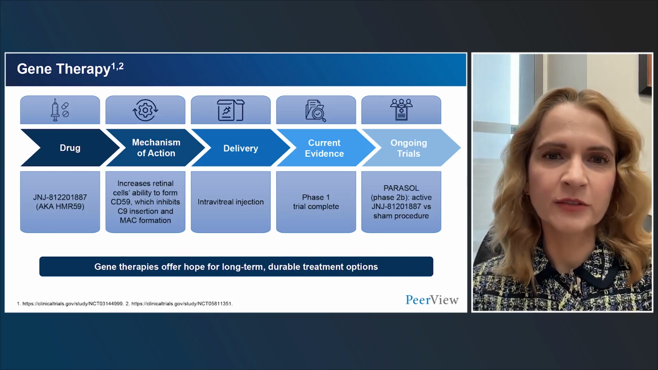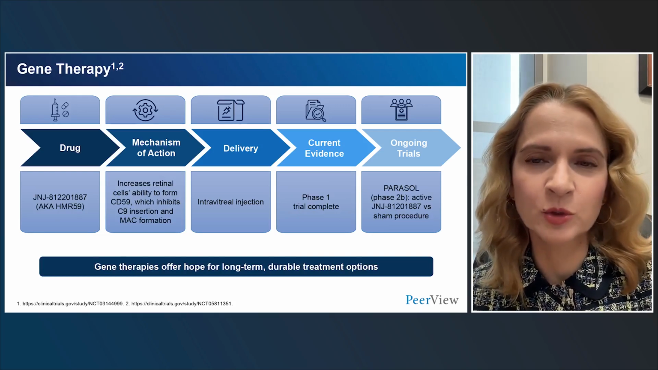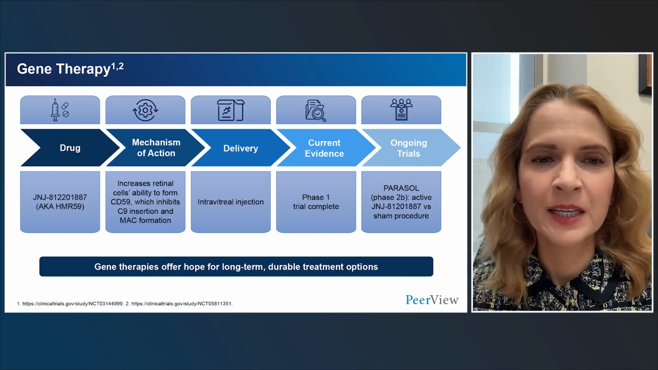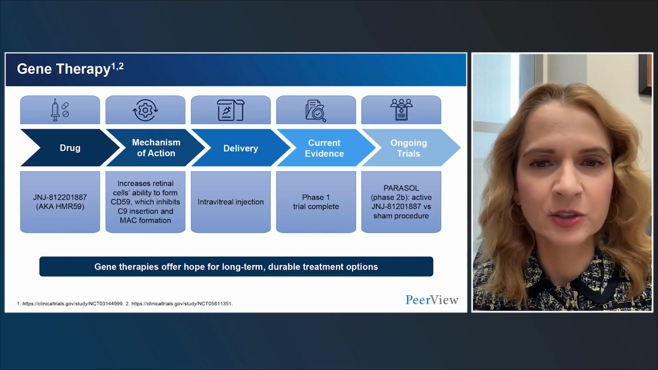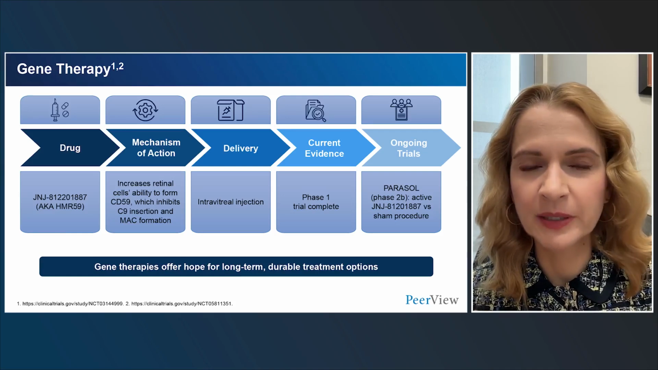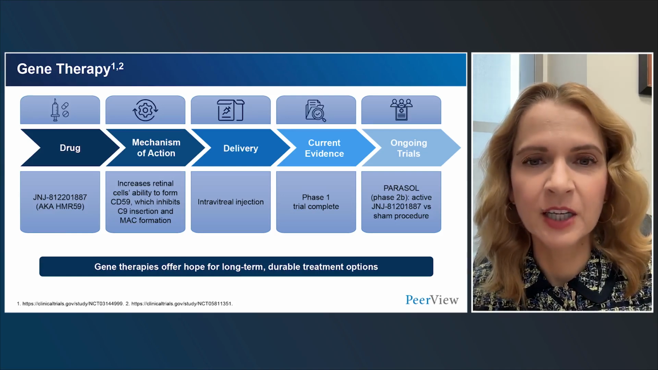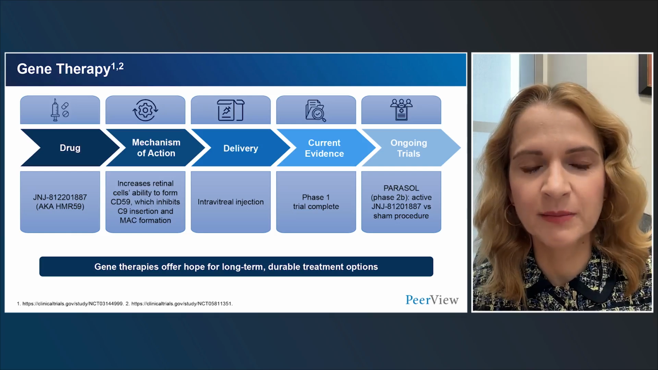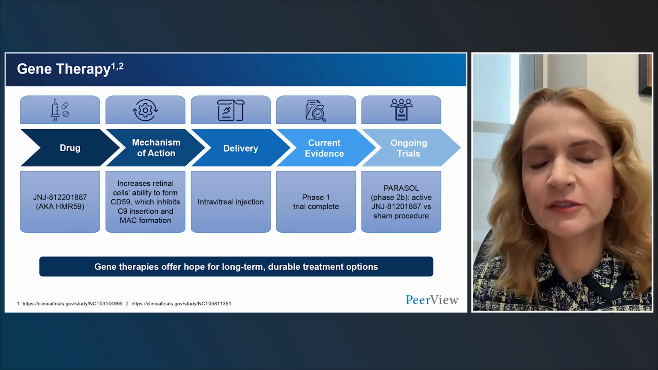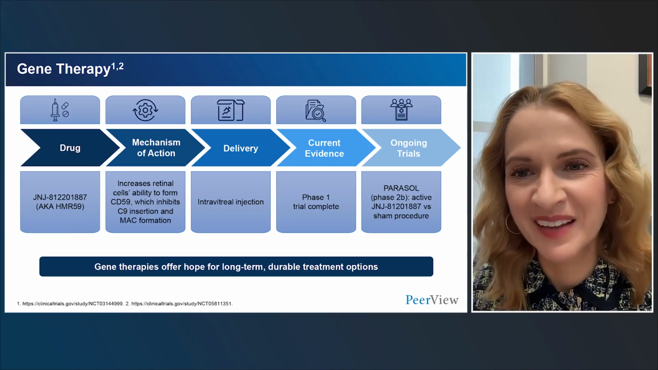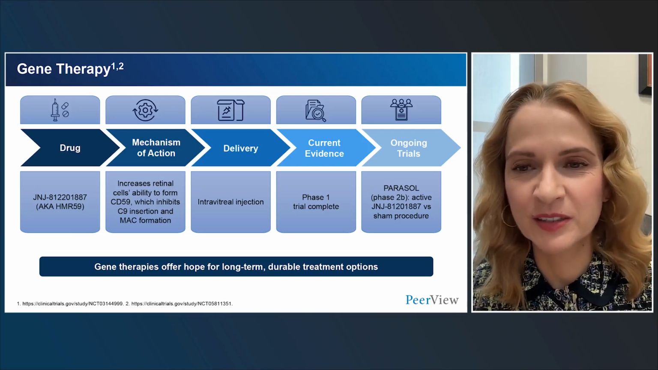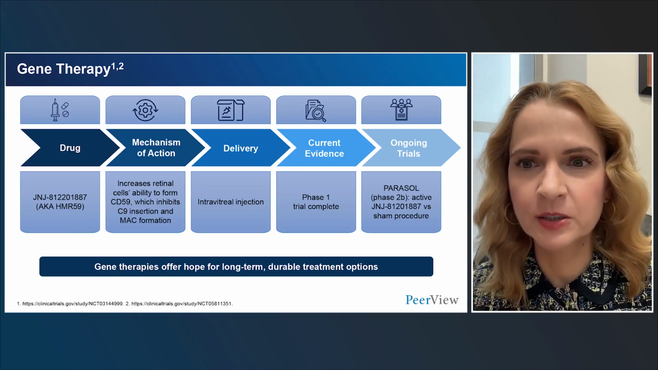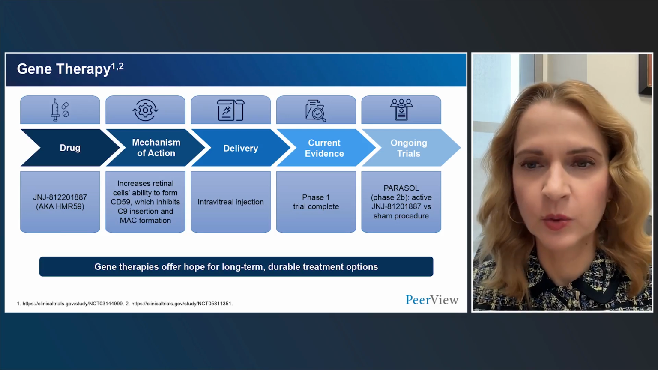Gene therapies offer the hope to our patients for long-term durable treatment options. This example of an intravitreal injection of a gene therapy agent increases retinal cells' ability to form CD59, which inhibits C9 insertion and MAC complex formation. The phase 1 trial was completed. The Parasol phase 2 trial is currently active, and it compares a gene therapy administration with a sham procedure.